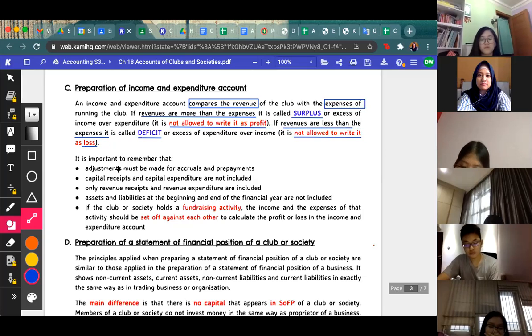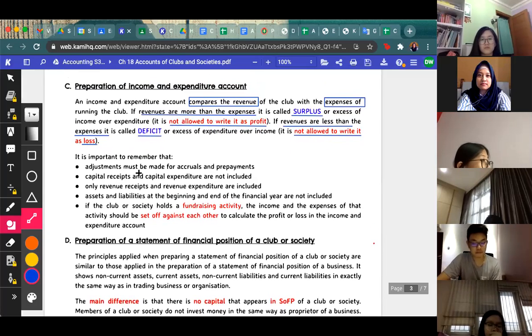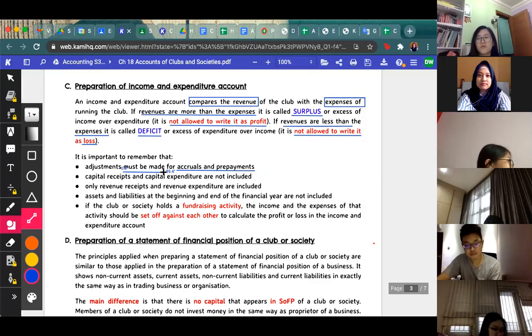Next, it is important to remember that if there is an adjustment for accrued and prepaid, you have to apply it. The adjustment must be made for accruals and prepayments if you are doing income and expenditure. Capital receipts and capital expenditure are not included because they are not daily activities, yeah?